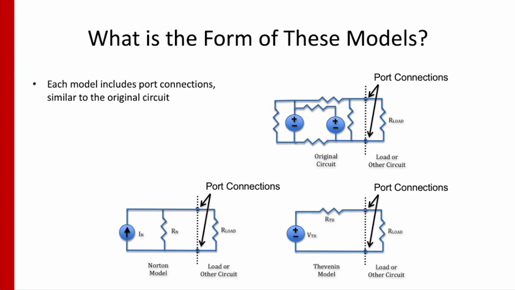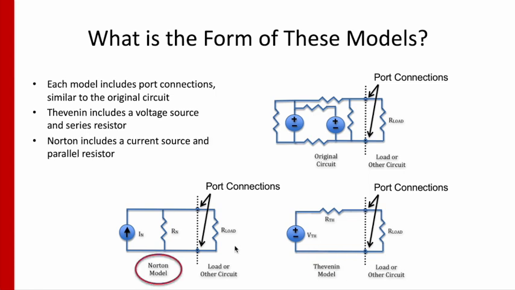Okay, so what's the form of these models here? Well, each model includes port connections similar to the original. So we have the original up here, here's the Thevenin and Norton. Original, Norton, Thevenin. Thevenin includes a voltage source and a series resistor. Norton includes a current source with a parallel resistor. They are dual forms.